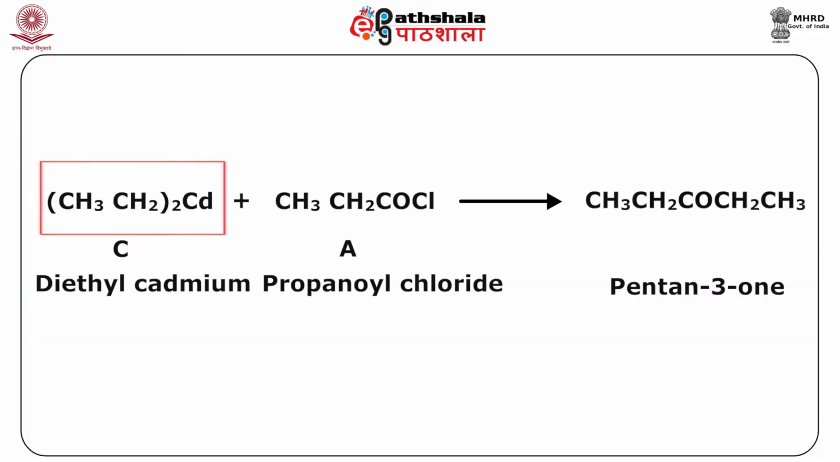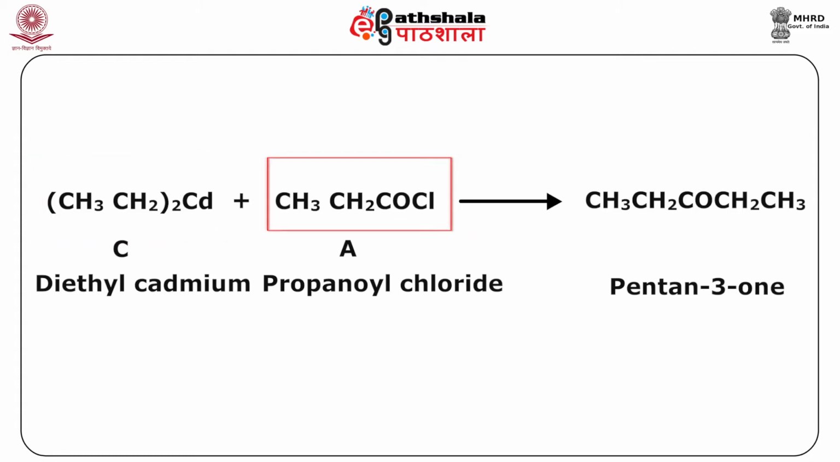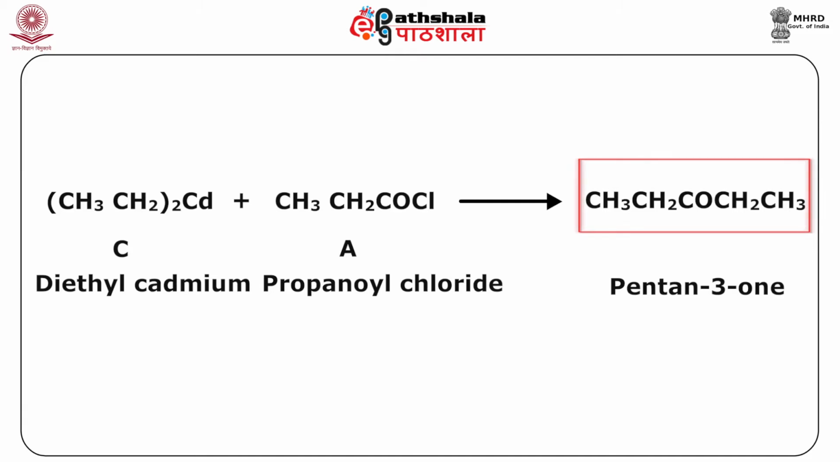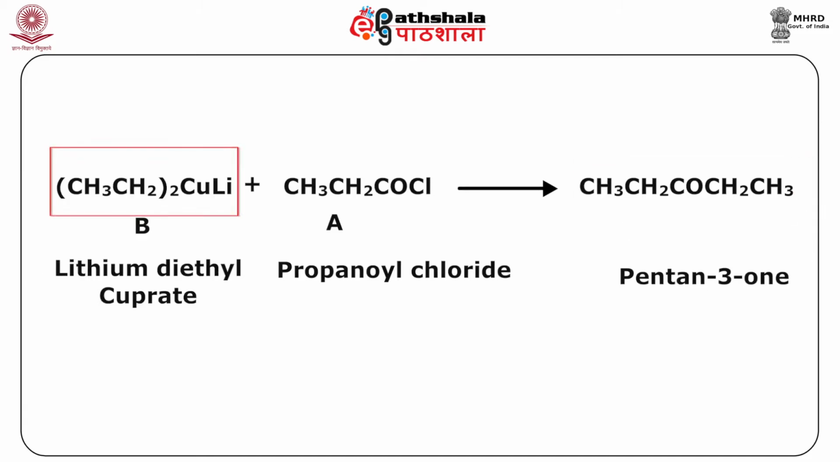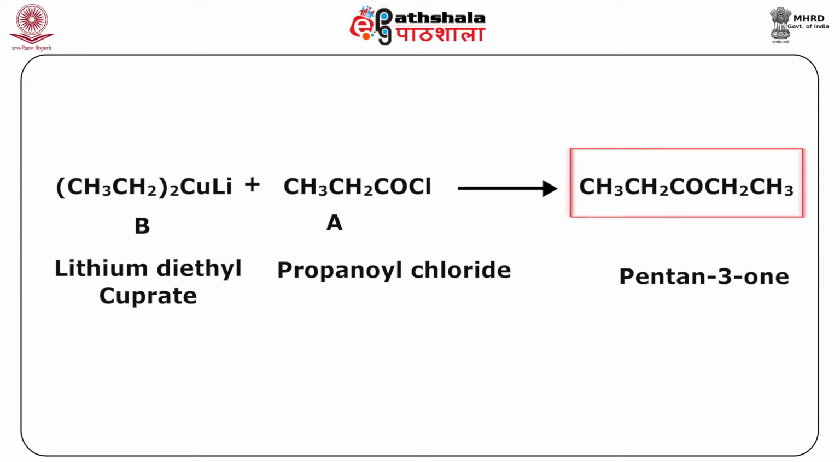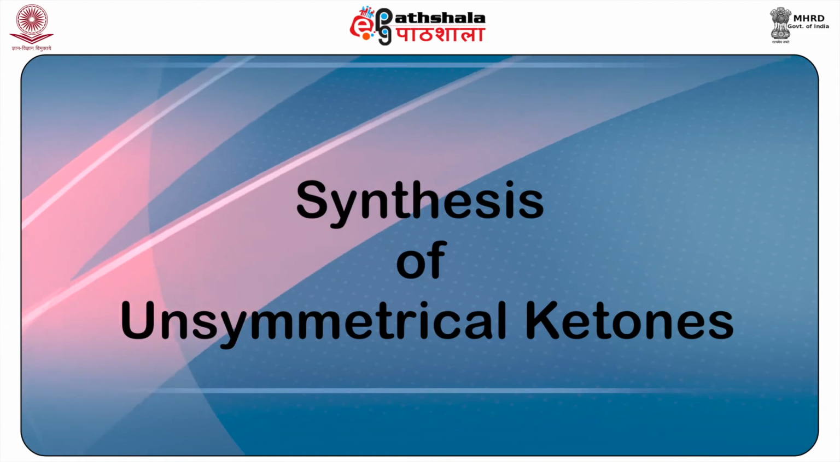Firstly, diethyl cadmium reacts with propanoyl chloride, compound A, and forms pentan-3-one as shown. In the second method, lithium diethyl cuprate, compound B, reacts with propanoyl chloride and forms pentan-3-one as shown here in the figure. Synthesis of unsymmetrical ketones. Butanone is an unsymmetrical ketone. The disconnection approach and the synthetic pathways leading to the desired product are given here in the figure respectively.